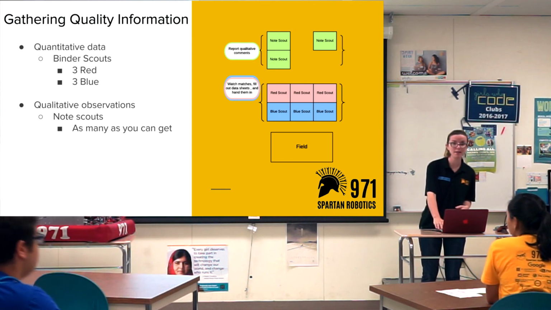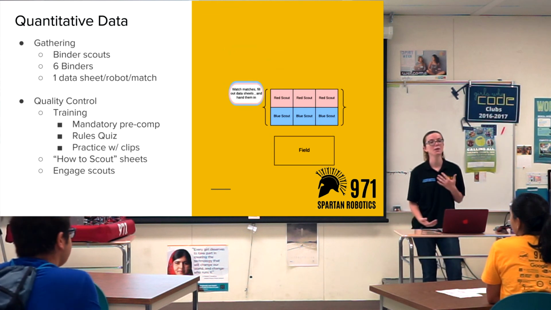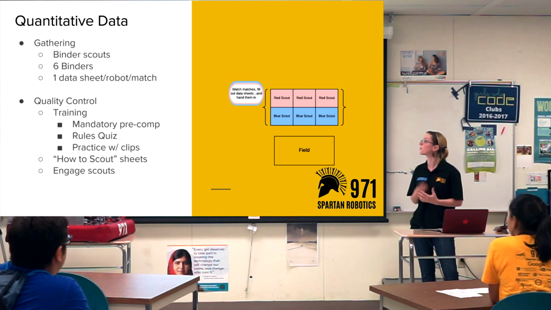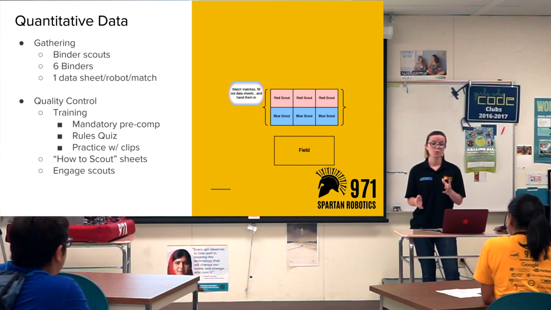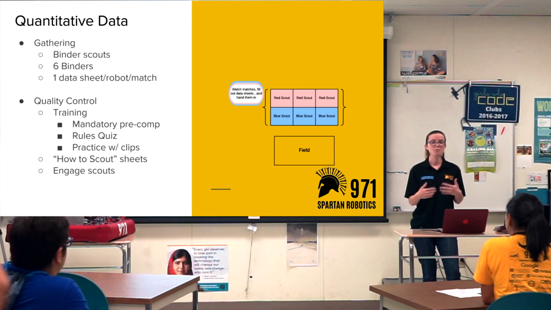Now we're going to go in depth into quantitative data. Gathering quantitative data: as I mentioned before, we have our binder scouts, 3 red, 3 blue. They each have a binder, and each binder is filled with data sheets. We use 1 data sheet per robot per match. The scout watches the match and fills out the data sheet. It's things like recording how many points they scored in auto, how many points they scored in a certain type of goal. They're just recording numerical data.